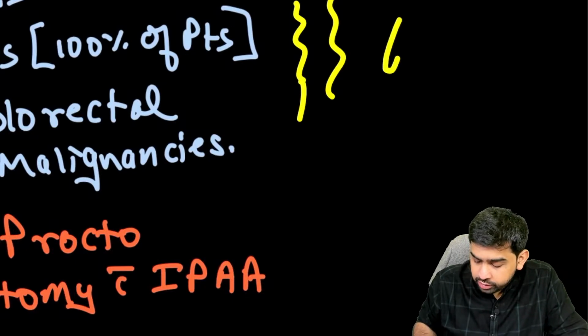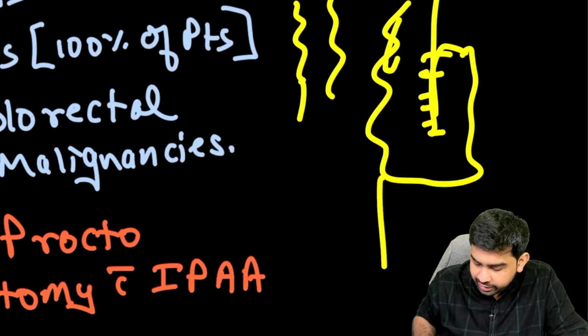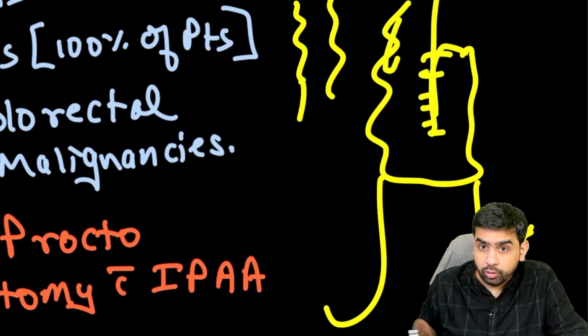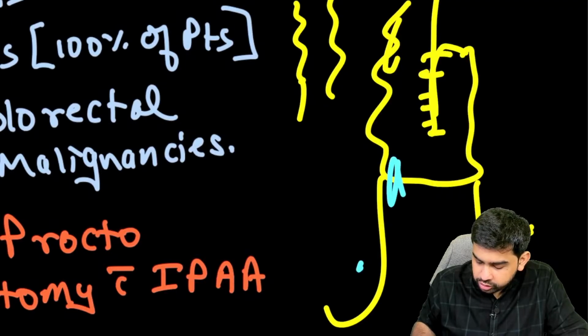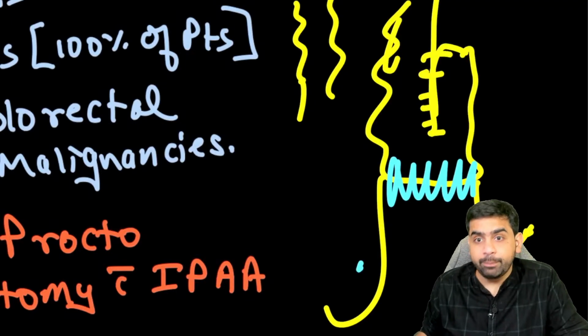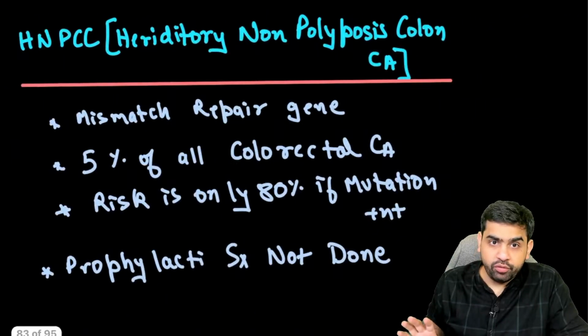So what you basically do is you convert this particular small intestine into a pouch, and then you attach it to the rectum. Do you understand my point? This is what is referred to as your ileal pouch anal anastomosis, which you basically perform in the patients with the FAP syndrome. I hope you have understood this particular point.